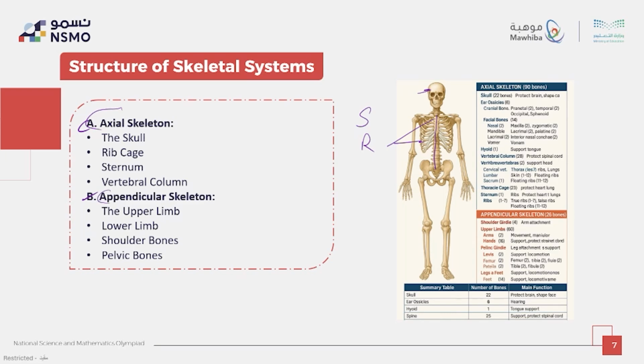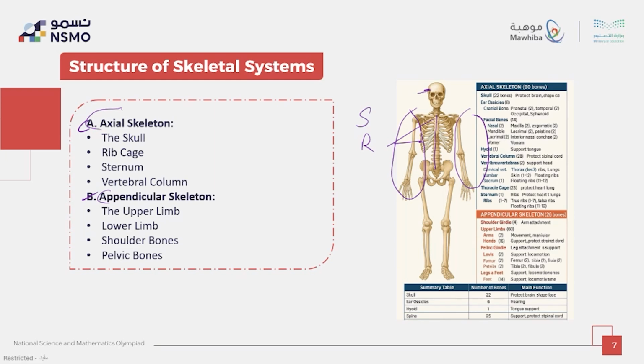The appendicular skeleton provides movement and exploration, allowing humans to interact with their environment. It has the upper limbs, and these are called the upper limbs here. They enable writing, drawing, carrying tools, and building inventions.